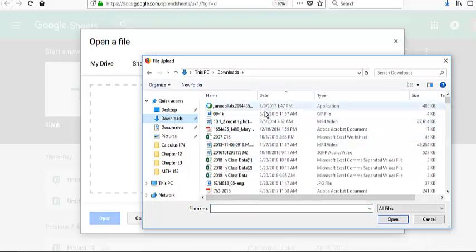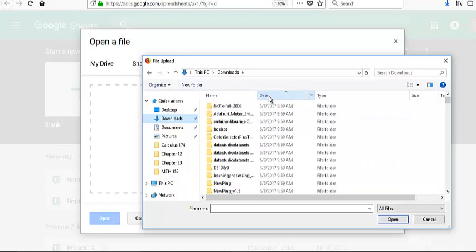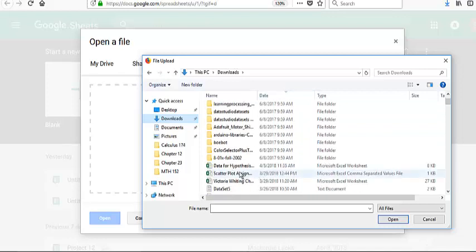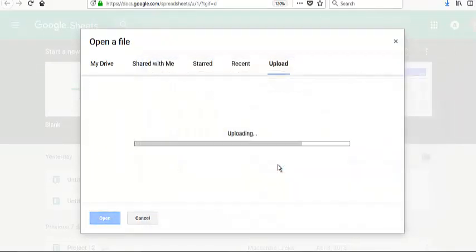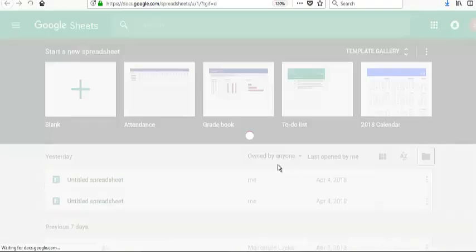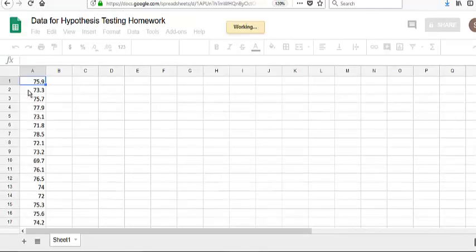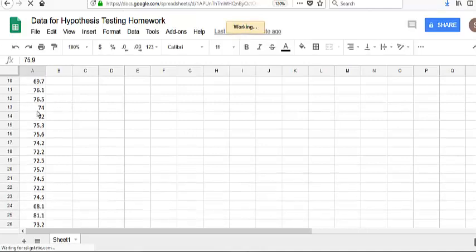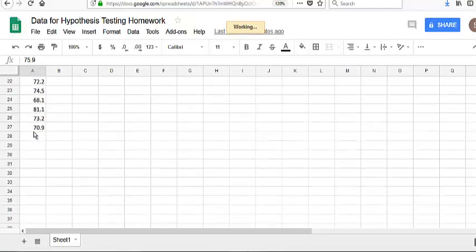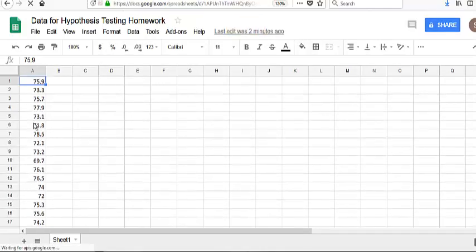Anyway, data for hypothesis testing. That's the one that I just downloaded. So you double click on that, and it uploads the data. Actually, it opens it automatically. It doesn't even ask anything. So there's our data. This will be the same data that you have. And if we scroll down, we have 27 data points.